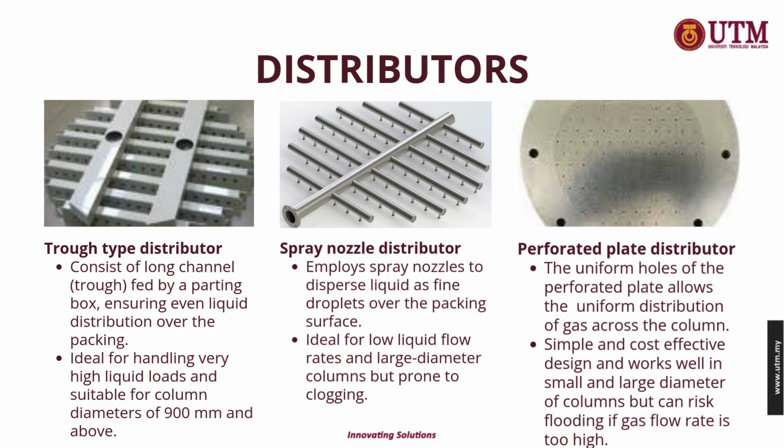The spray nozzle distributor employs spray nozzles to disperse liquid as fine droplets over the packing surface. It is ideal for low liquid flow rates and large diameter columns but prone to clogging. For the perforated plate distributor, the uniform holes of the perforated plate allow the uniform distribution of gas across the column. It is a simple and cost-effective design and works well in small and large diameter columns, but can risk flooding if the gas flow rate is too high.